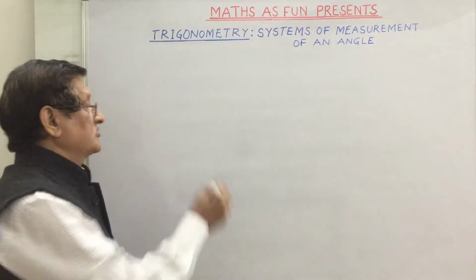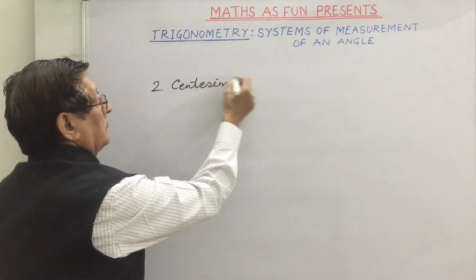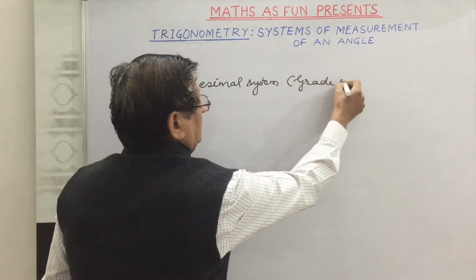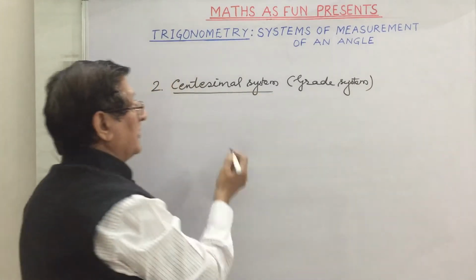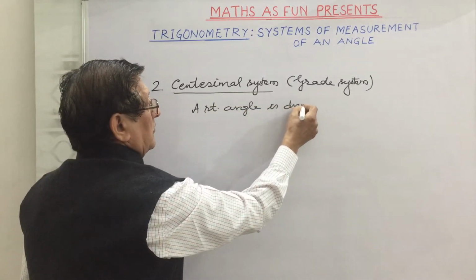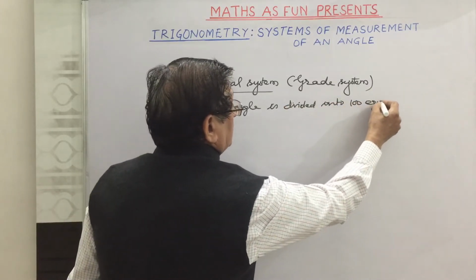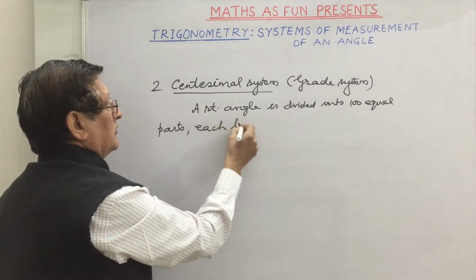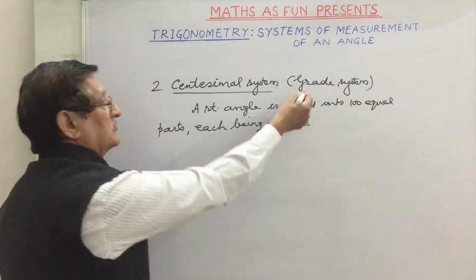Let's learn about the second system, which is known as centesimal system, or we call it grade system. In this system, a right angle is divided into 100 equal parts. Each being a grade. We call it a grade, and that's why it is also known as grade system.